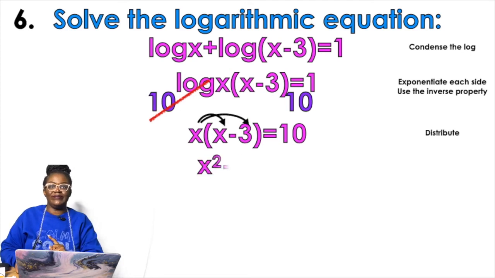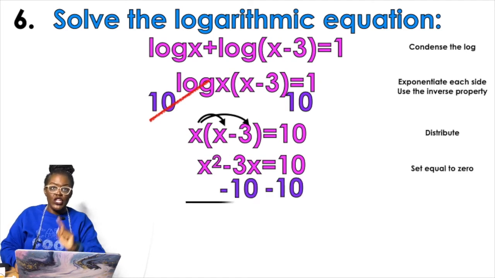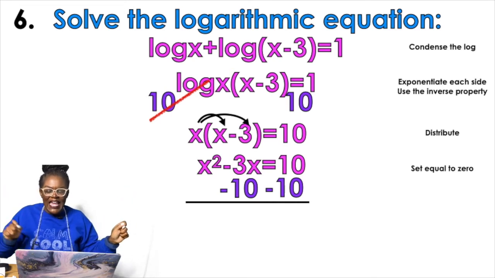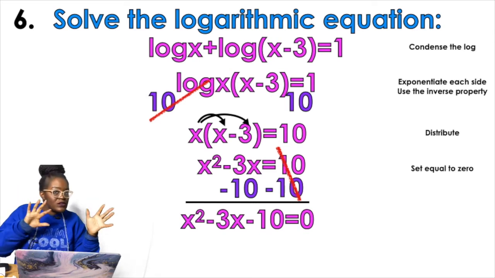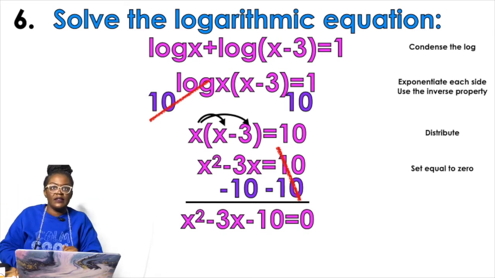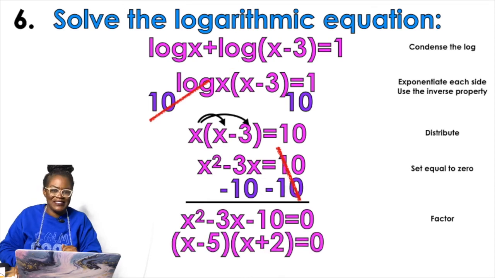Distribute. x squared minus 3x equals 10. Set the problem equal to 0. Don't combine the 3 and the 10. They're not like terms. Don't do that. Put them all in one little swoop. Factor. We love factoring. We love to see it.